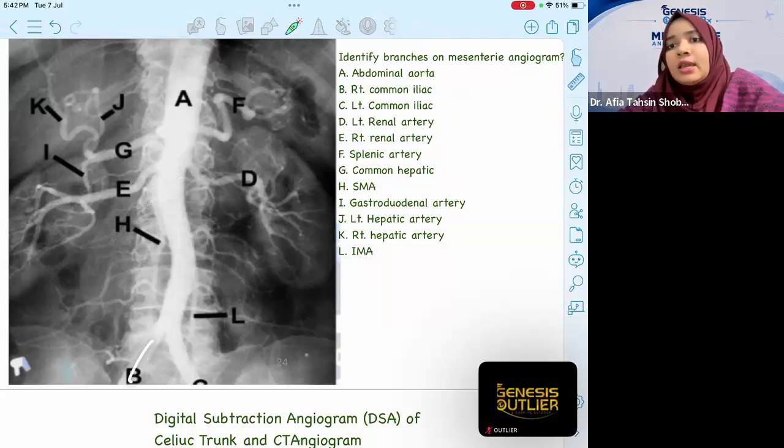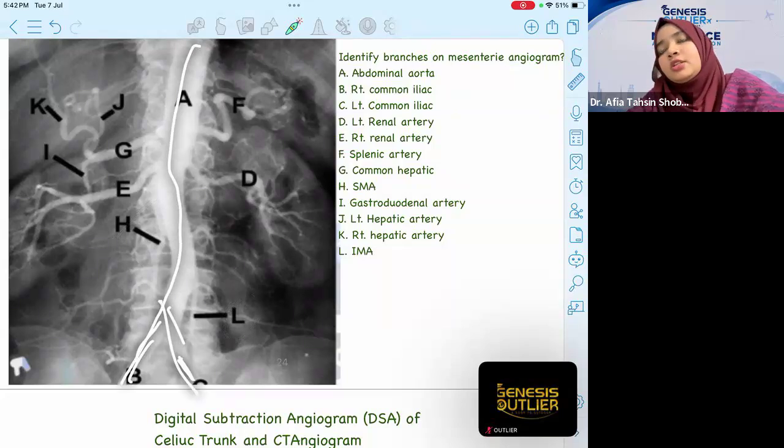And this B and C will be right and left common iliac artery. So B and C, right and left common iliac artery. Okay.